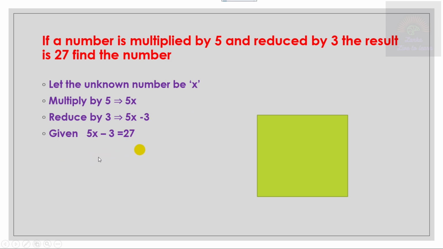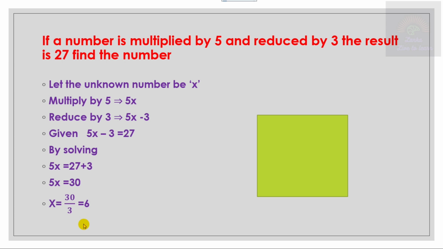Now you will solve it by the algebraic method or transposition method, whatever method it may be. So by solving, by transposing minus 3 to that side, it becomes 27 plus 3, which is 30. 5x is equal to 30. That means we have to remove 5. So send that 5 to that side, that is 30 by 5. You can say x is equal to 6.